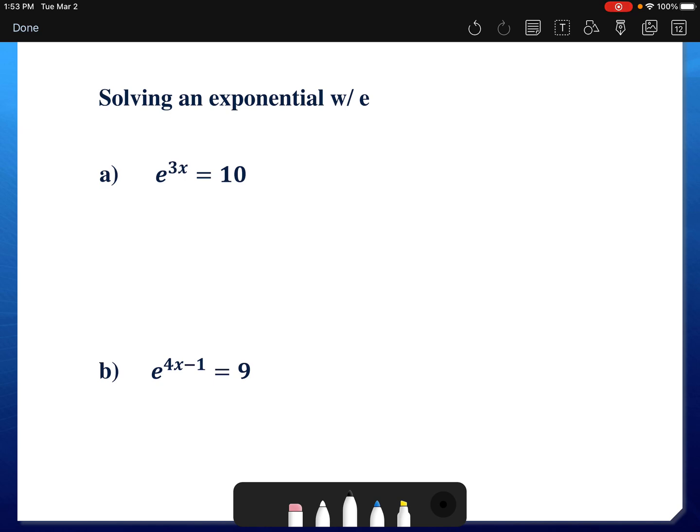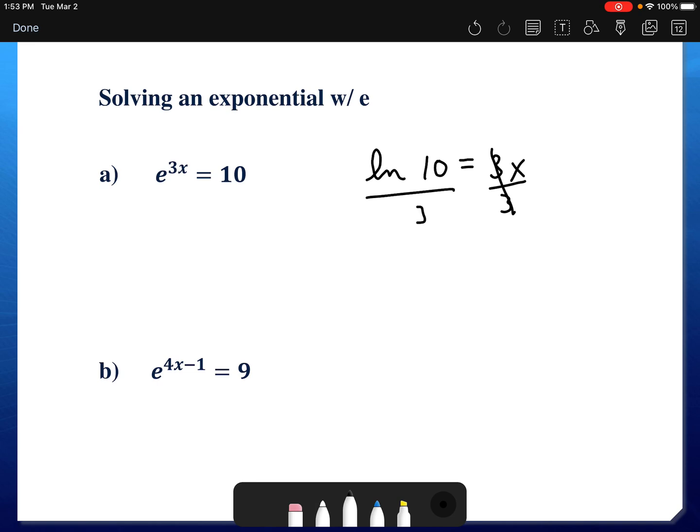Now, let's go the other way, solving an exponential with e. Well, here's the problem. There's no way I can do e to the 3x equals 10. But what if we change this to a logarithm? And since it's e, it's a natural logarithm. So the natural log of 10 equals 3x, right? Because your exponent is always your answer. Well, I'm going to divide by 3, so x is the natural log of 10 divided by 3.